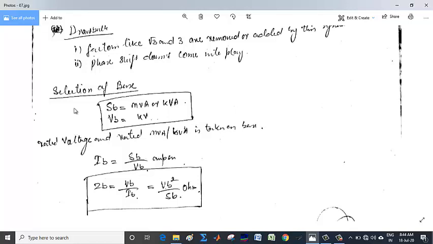What is the rating only? That is the MVA rating and the voltage rating. From these values, for a single phase system, we can calculate IB, that is the current, which will be equal to SB divided by VB.